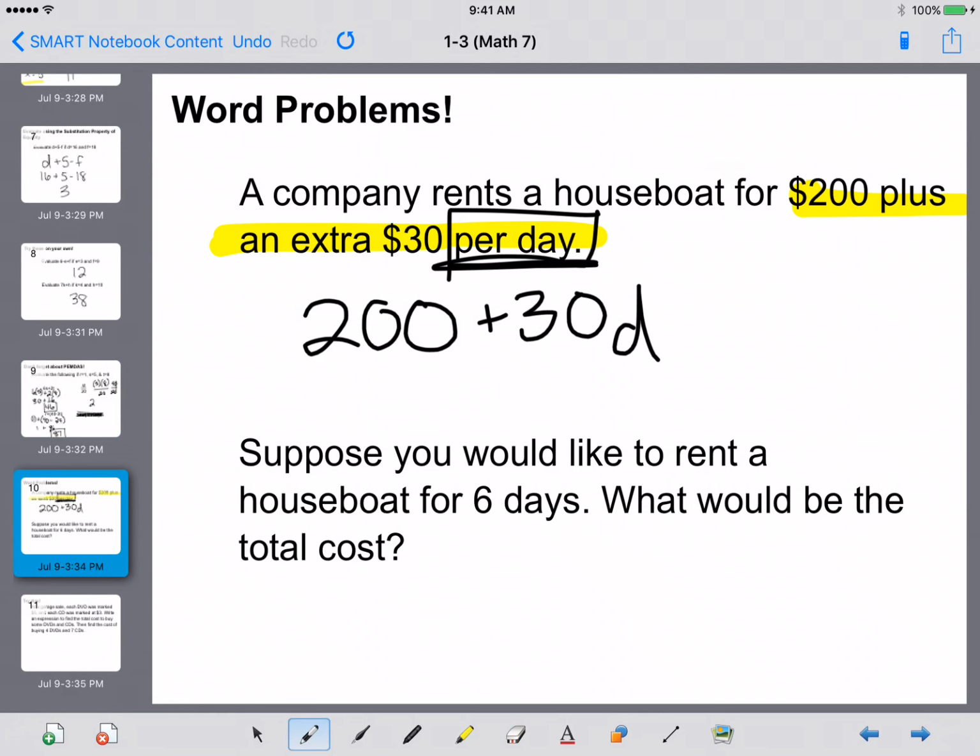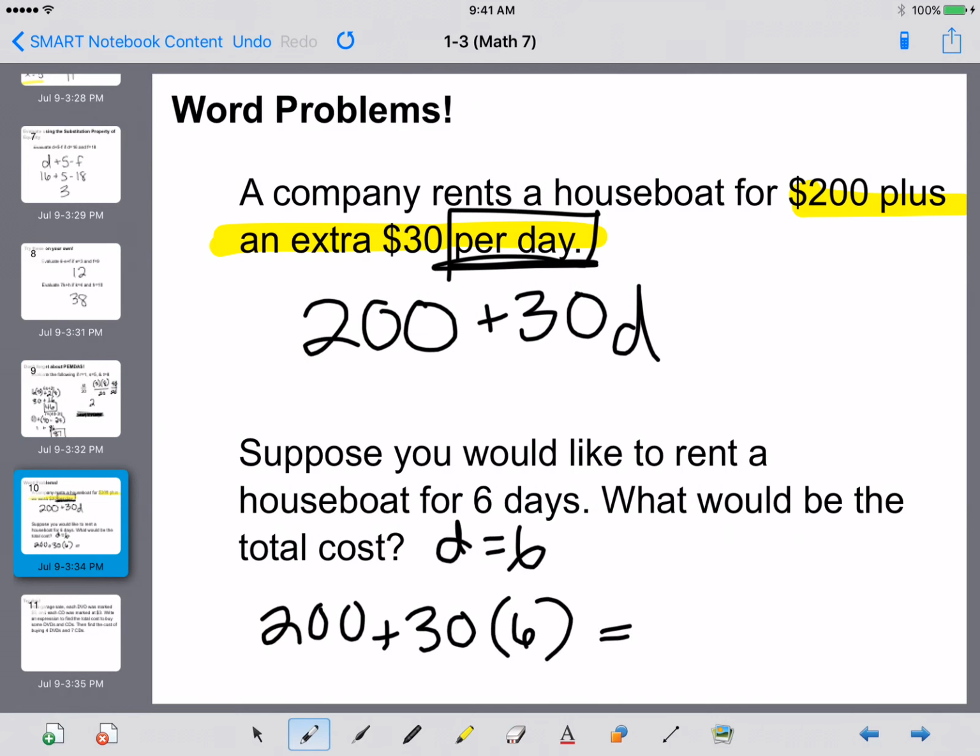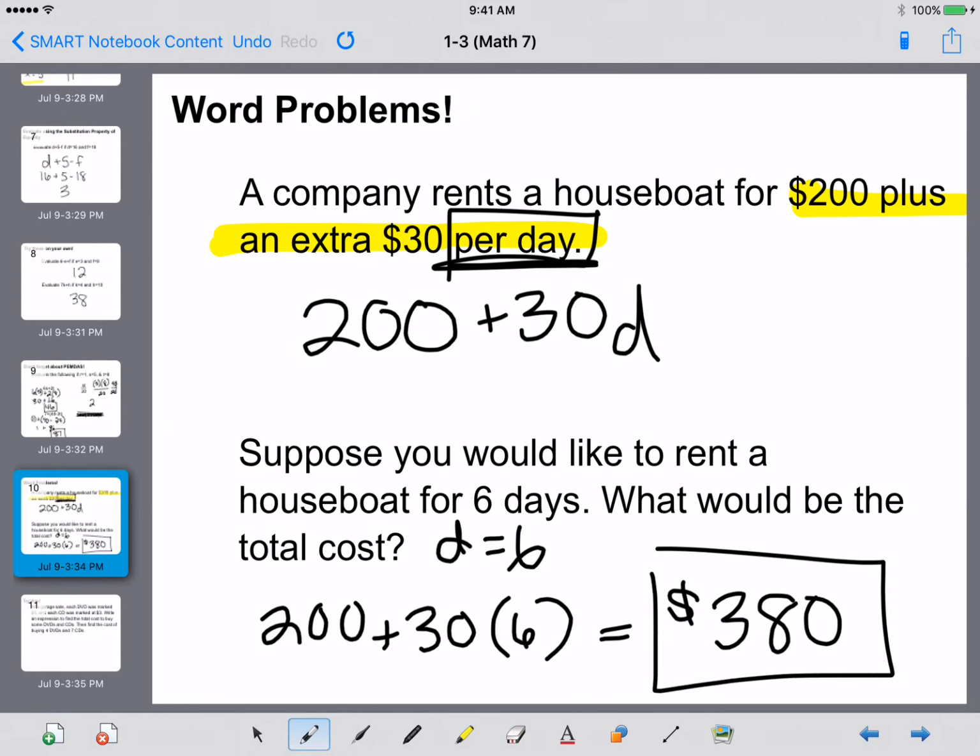So there is our algebraic expression. Now we would like to rent a houseboat for 6 days. What would be the total cost? So now our days equals 6. So our substitution property says we can just go 200 plus 30 parentheses 6 to get our total cost of $380. Because I did 30 times 6 is 180 plus 200. Don't forget that $ sign, very important.